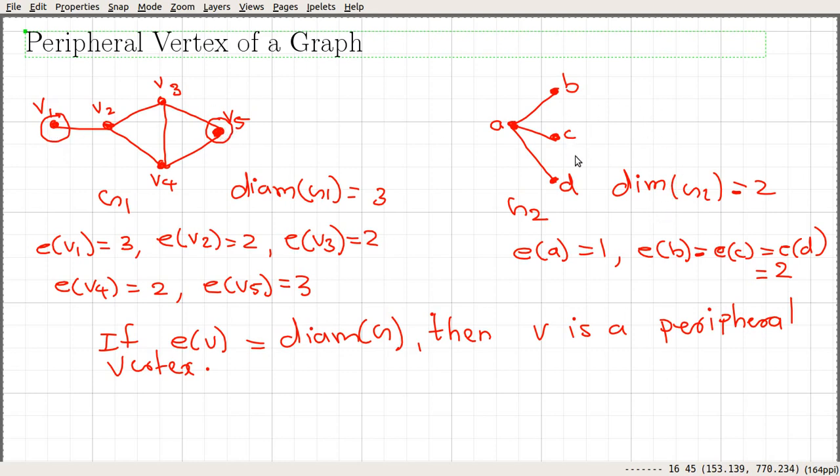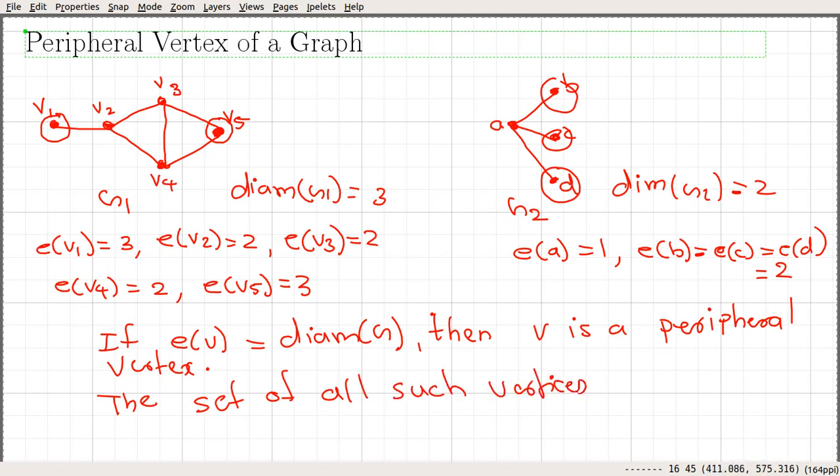Similarly, if you look into this graph, you can see that the diameter is 2 and the eccentricity of A is 1, so it is not a peripheral one, whereas the eccentricity of B, C and D is 2, which is equal to the diameter, so these three vertices are the peripheral vertices for this graph G2. And the set of all such vertices make what is called the periphery.